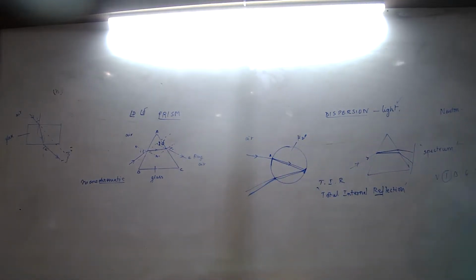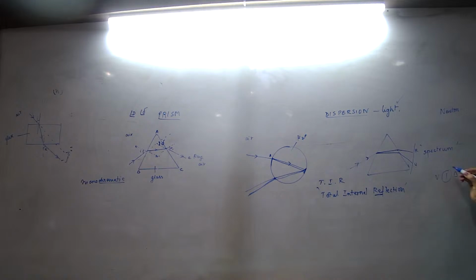What is the color? We are talking about all these colors. We have V here and R there. So what does it tell us? Which is bending more? Here we have got violet, which is bending more.